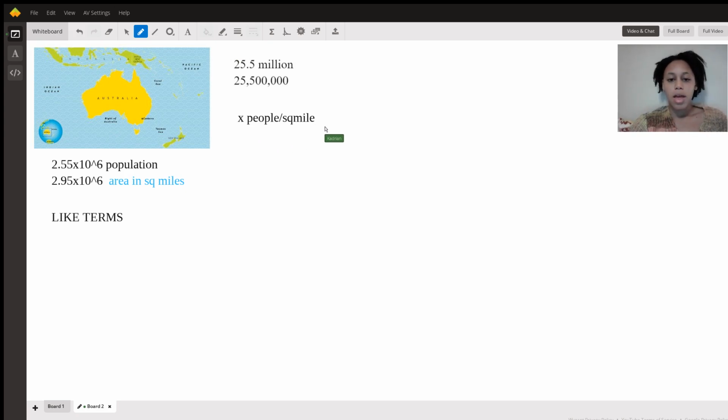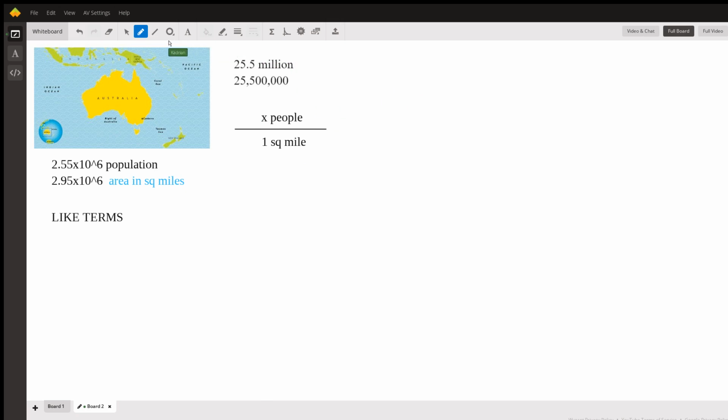Let's write that again. So X people, I'm going to move that so you can see it above the line. And in the denominator, we're going to have 1 square mile. I'm going to go into the full board so you can see the whole board.